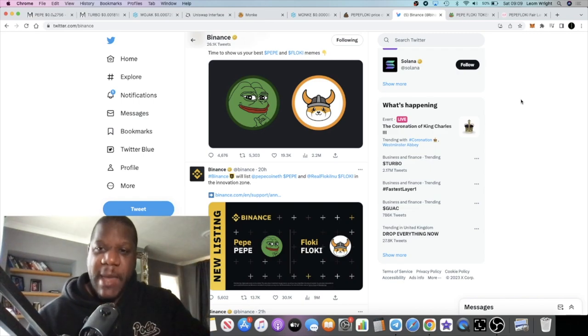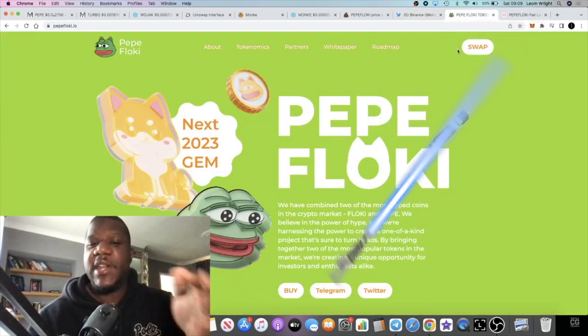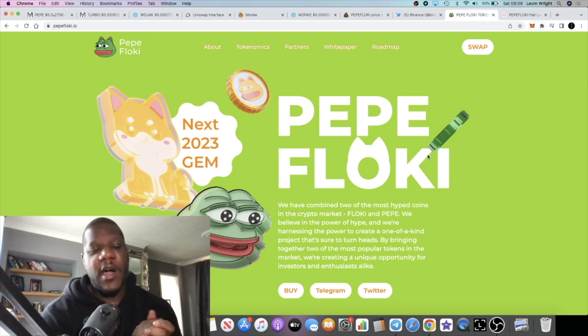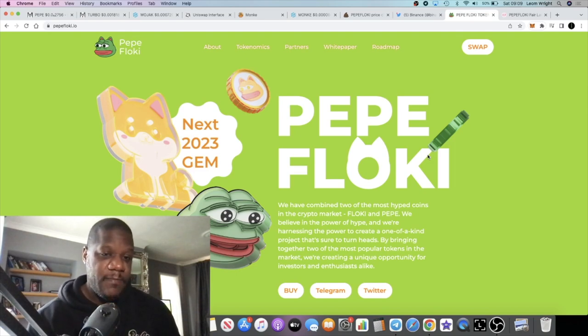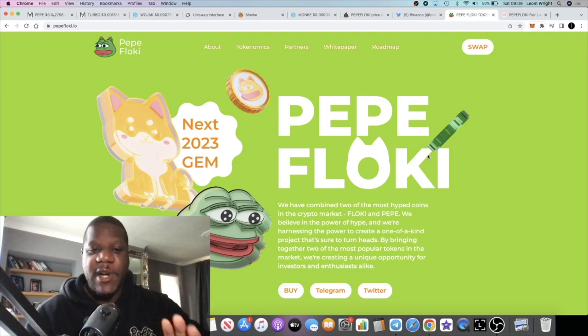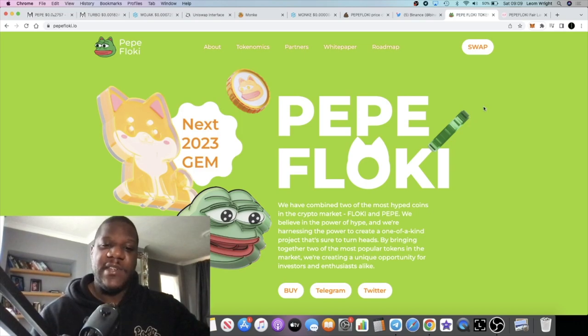There is now a Pepe Floki. So someone has integrated the two. So we have Pepe Floki. Now, for those of you that are complaining about gas fees constantly, this one is actually on the Binance Smart Chain. So it's not going to cost you an arm and a leg to get into this token. It's on the Binance Smart Chain, which means cheaper gas fees, way cheaper.